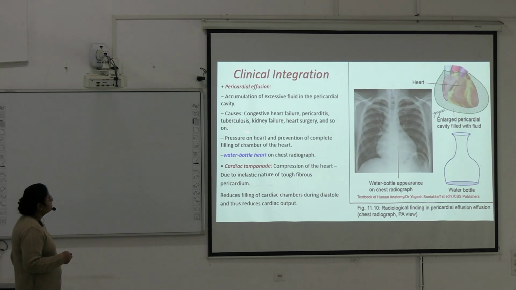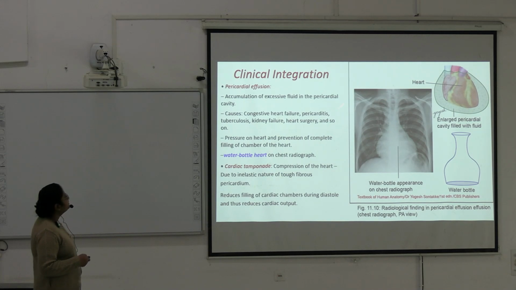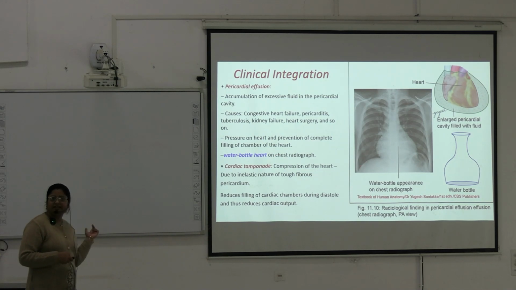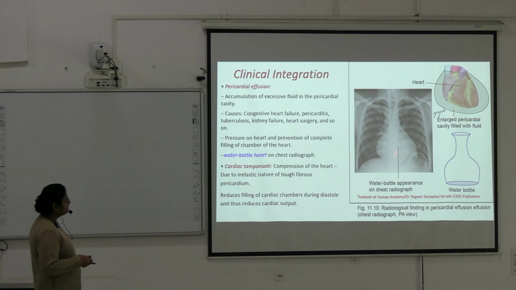What are the causes? Congestive heart failure, pericarditis, tuberculosis, kidney failure, heart surgery and so on. These are the main causes of pericardial effusion. So due to effusion, there will be pressure on the heart and prevention of complete filling of the chamber of the heart. And water bottle heart you will see on chest radiograph, that is an X-ray sign, water bottle heart. Here you can see.